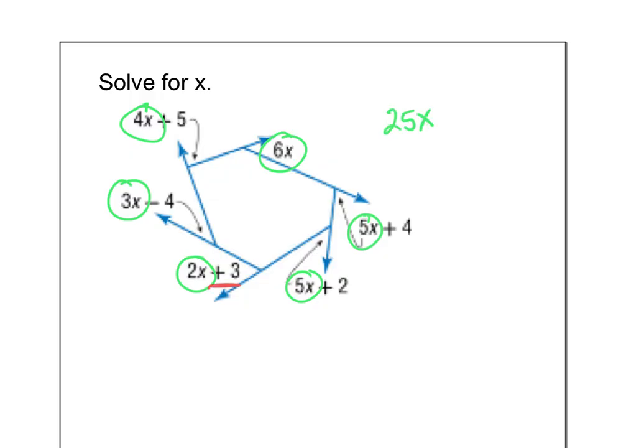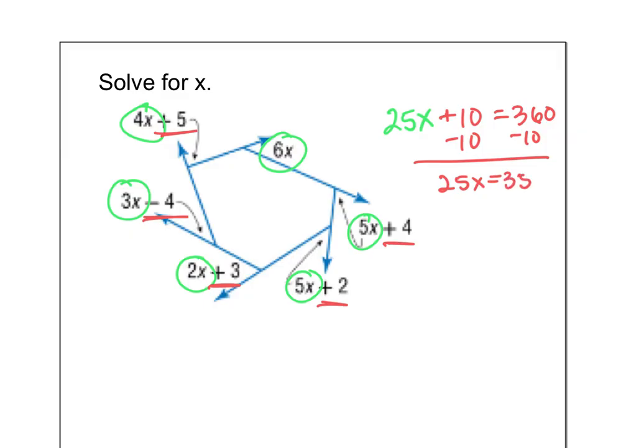Then I added 3, 2, 4, 5, and -4, and I got 10. And I'm going to say equals 360 because they're exterior angles. Now I'm going to use algebra. I'm going to subtract 10. 25x equals 350. Divide by 25. And we're going to get a nice number. X turns out to be 14. That's all there is to it. Remember that exterior angles always add up to 360, and you should be good to go.